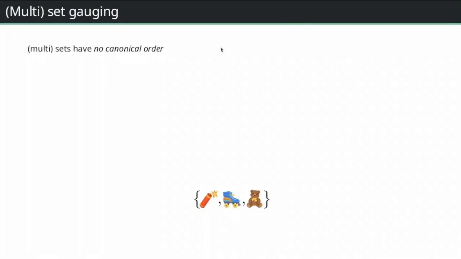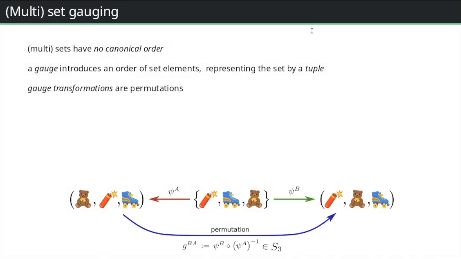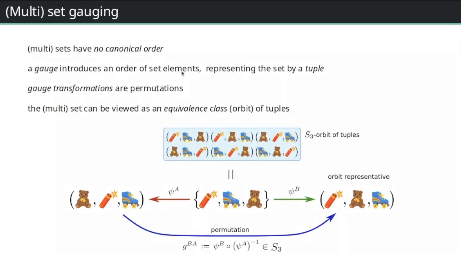So as a third example, we could look at multisets, and they don't have a canonical order. But if you want to implement a set in your computer, you have to do it as a tuple. You have to pick some arbitrary choice of gauge. And then again, you could choose different ordering, and our transition maps would now be permutations. And what you can also see here in this example, it's a bit more simple to see, that your multiset can actually be thought of as the set of all tuples, with an equivalence relation taken with respect to this permutation action. So actually this coordinate-free set is something like an S3 orbit of ordered tuples, and this is how it relates to equivariance.